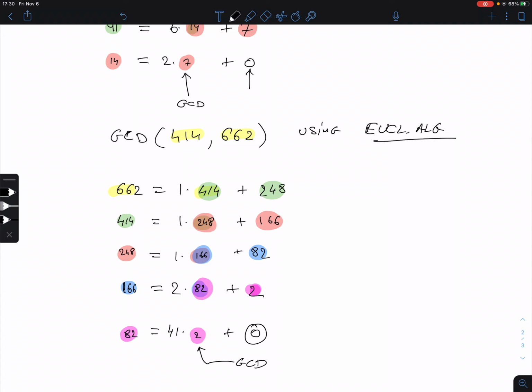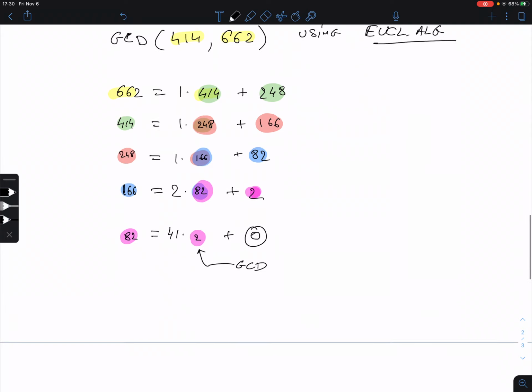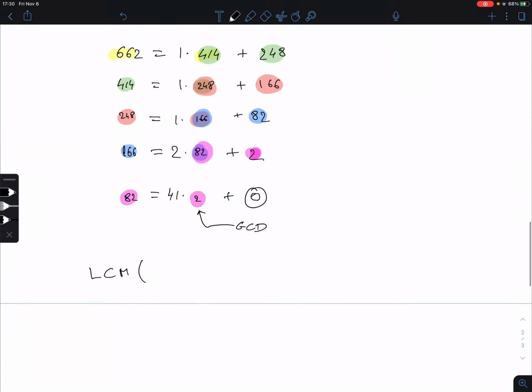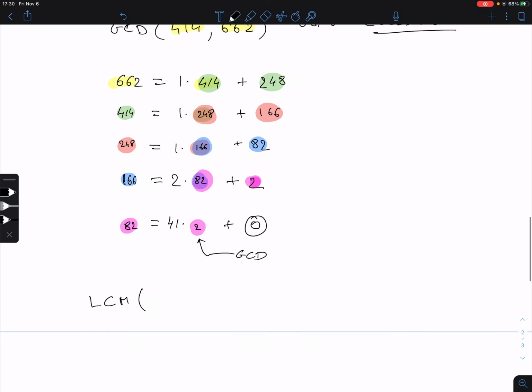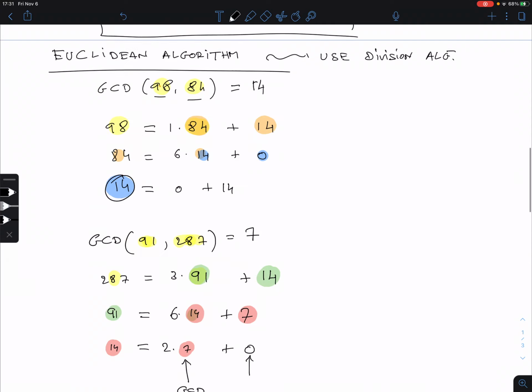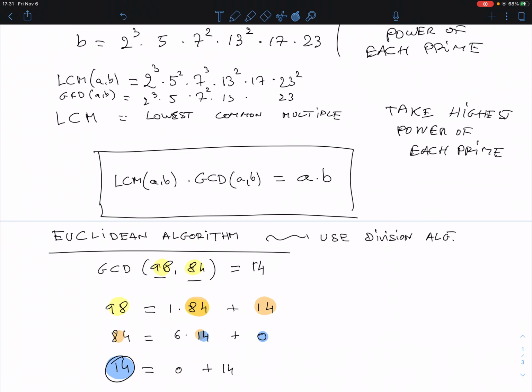So the GCD is 2. I'm going to come back to this, but before I do, I want to now calculate the least common multiple. Can I use this method to find the least common multiple of the same two numbers, 414 and 662? Well, there is no method using division, but what do I know? I have this formula here. Look at this formula.